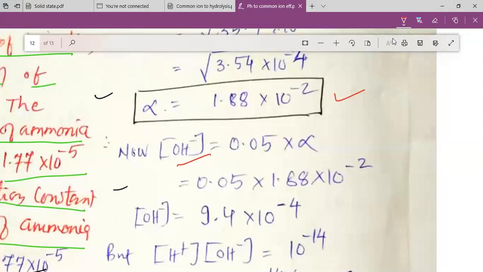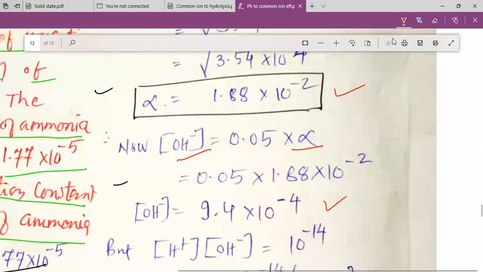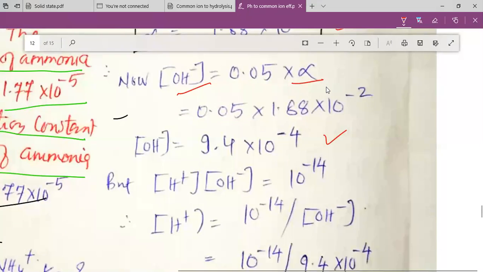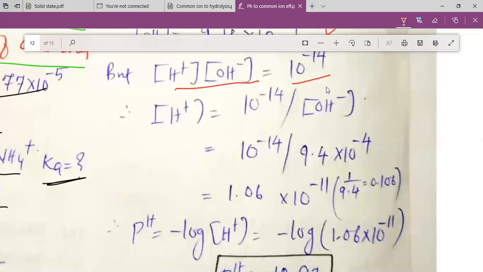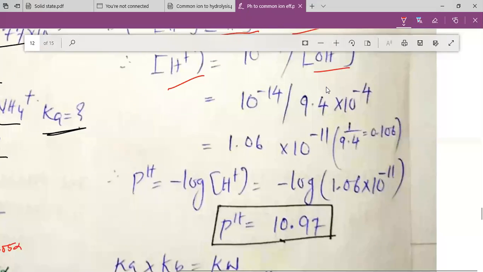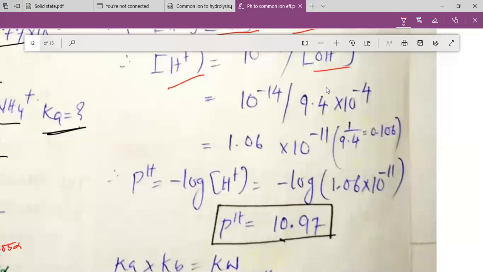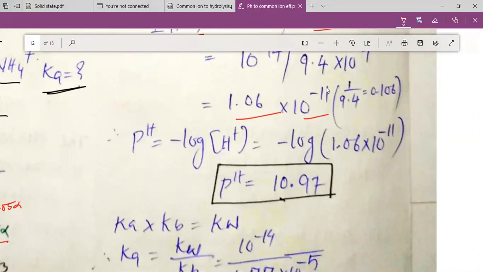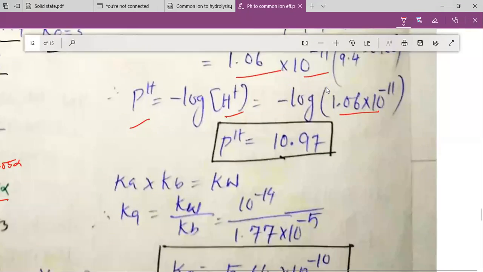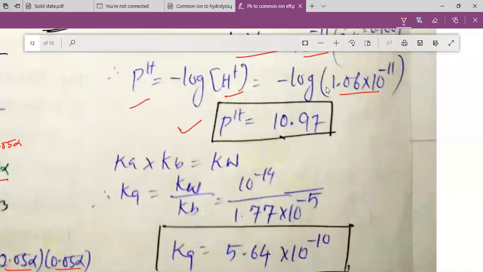Now we know that the concentration of OH minus is 0.05 multiplied by alpha. So doing this multiplication, we can find out the concentration for our OH minus. Same way, we are well aware that the concentration of H plus and OH minus is 10 to the power minus 14, and therefore the concentration of H plus is equal to 10 to the power minus 14 divided by OH minus. Ultimately, that leads to the value of H plus, that is 1.06 into 10 to the power minus 11. And we know that pH is equal to minus log of H plus. By putting the value of concentration of H plus, 1.06 into 10 to the power minus 11, we can find out pH is equal to 10.97.